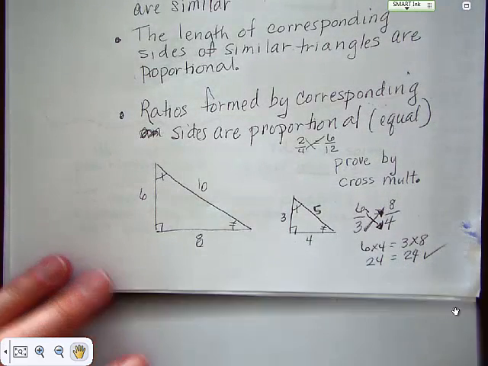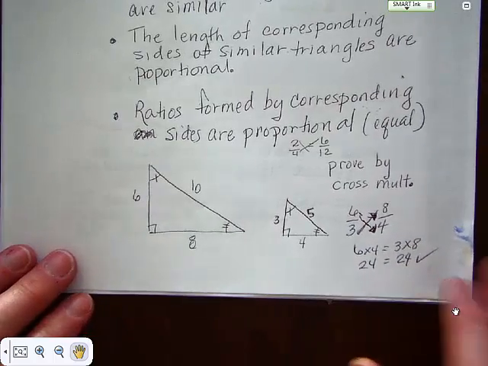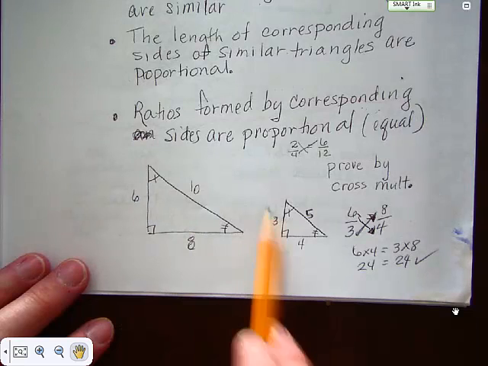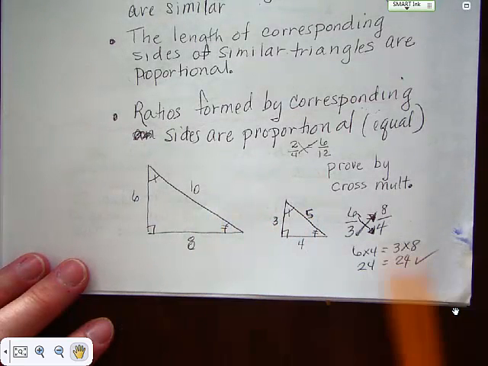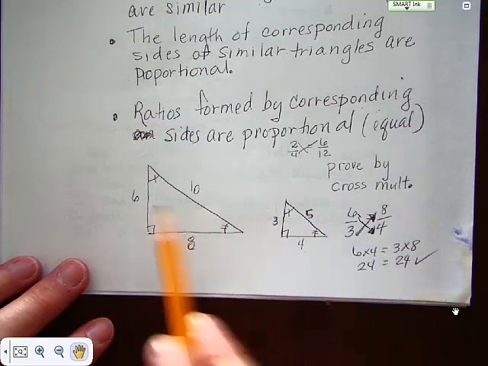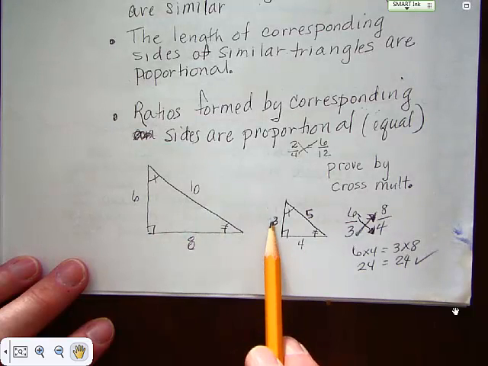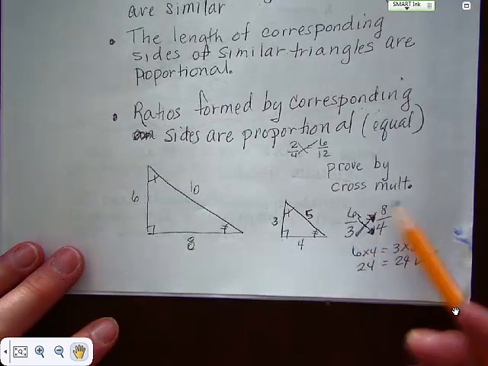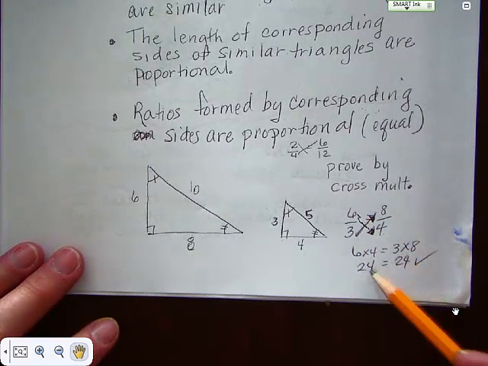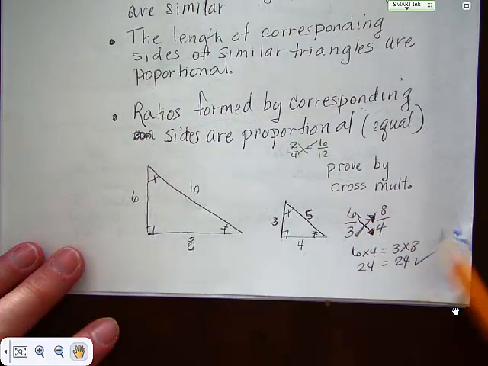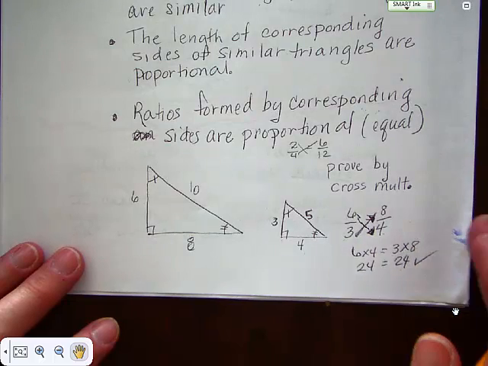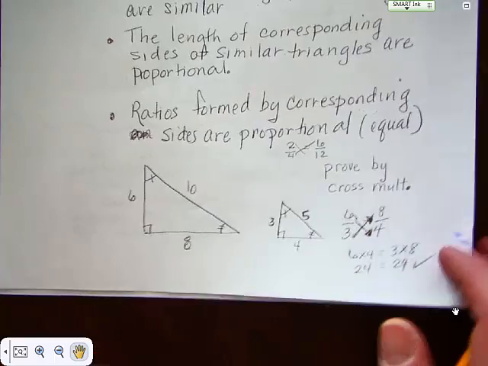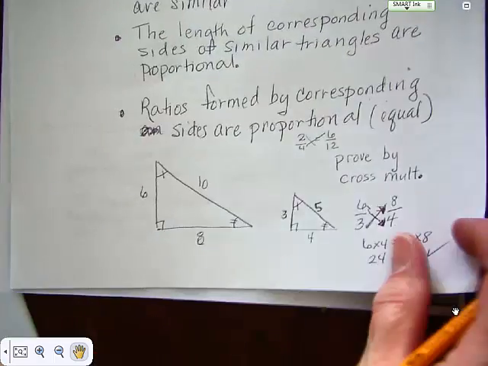And here's another good example, and I would definitely draw these and put them in your notes. If you have two triangles, and here are the measurements of the sides, and you set them up to each other, 6 is to 3 as 8 is to 4. Cross-multiply: 6 times 4 is 24, 8 times 3 is also 24. You prove it by showing that they are equal, that they are indeed a proportion.